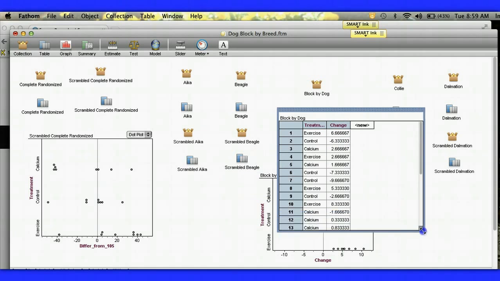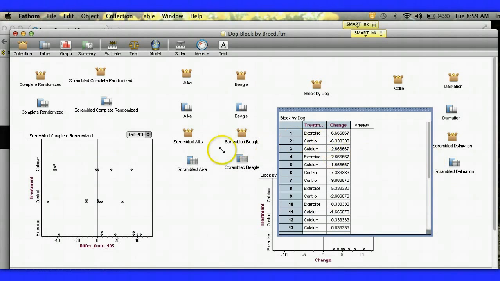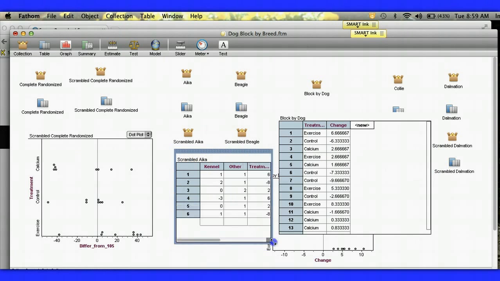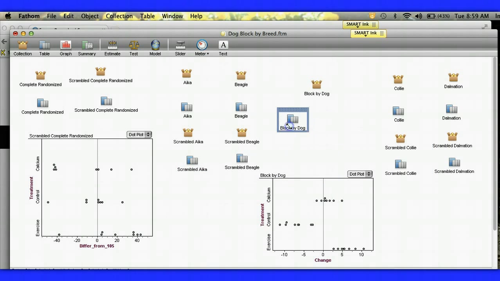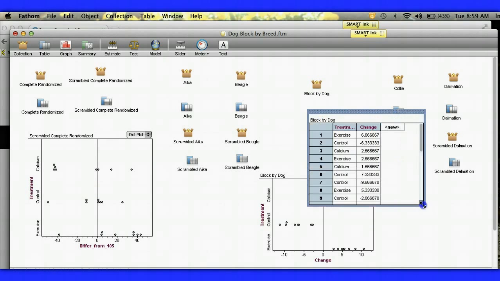There was no easy way in Fathom to take the data and just transfer it over. So for example here, you can see that I just took the numbers and typed them over here, also taking into account the type of treatment: exercise, control, calcium, and so on. So I did that for all 24 dogs, and that's what we would have done in class. And then I decided to graph them, so I graphed the change based on each treatment. That's what we have going on down here.